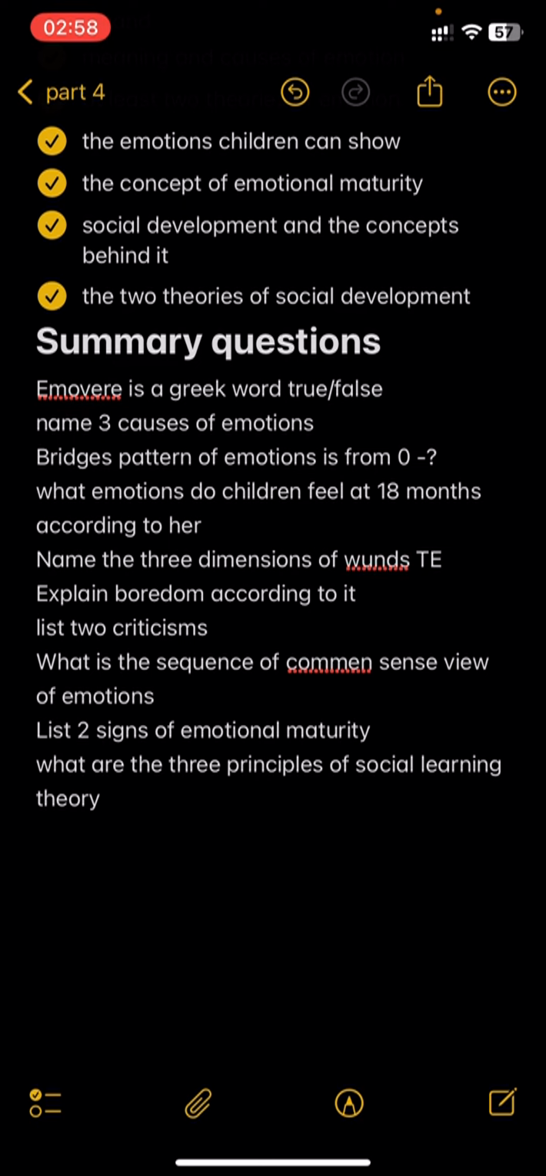Then what's the next question? What emotions do children feel at age 18? Maybe at month 18. So what they feel is jealousy and affection for others. I didn't really cram this into my head.